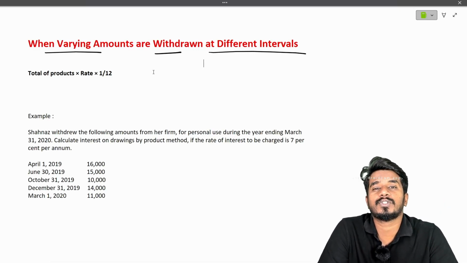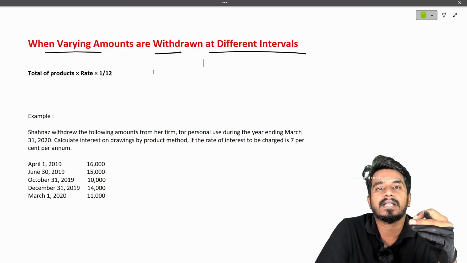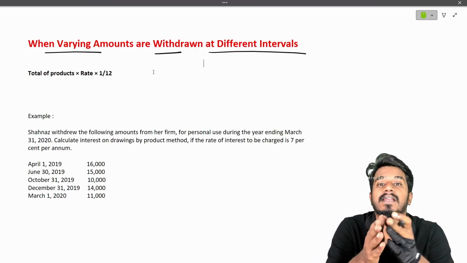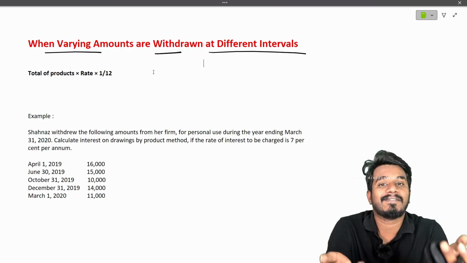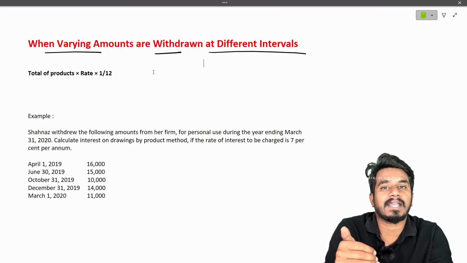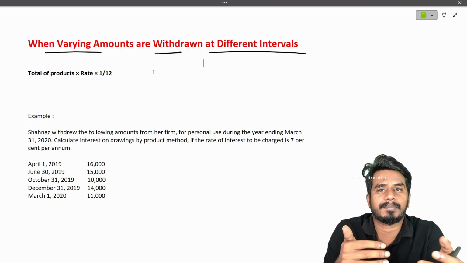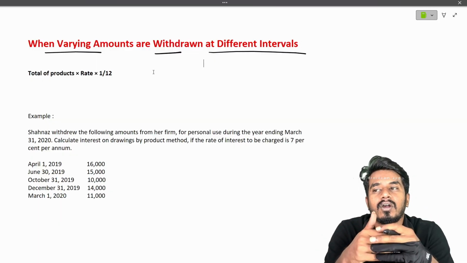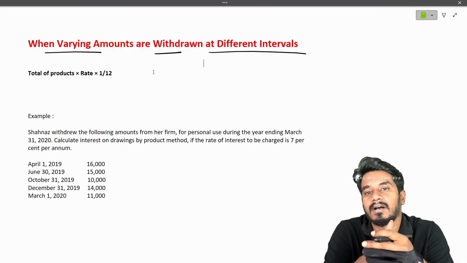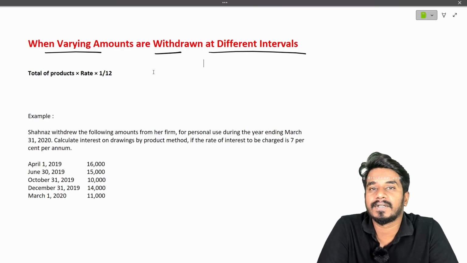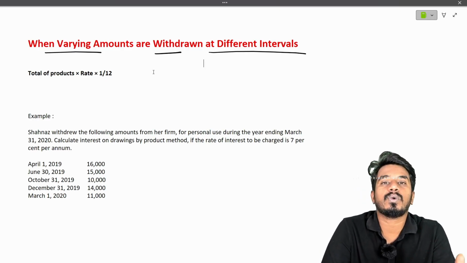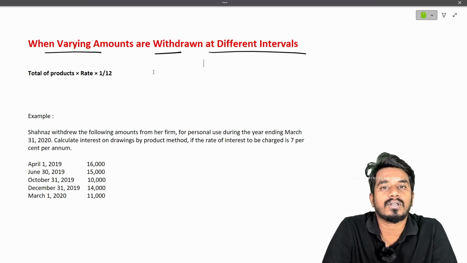So in this video, we are going to learn to calculate interest on drawings if a partner is withdrawing different amounts at different time frames. He may be withdrawing in April, he may be withdrawing in May, or even in December. So whenever he wants, he will withdraw. So on this, how can we calculate interest on drawings?